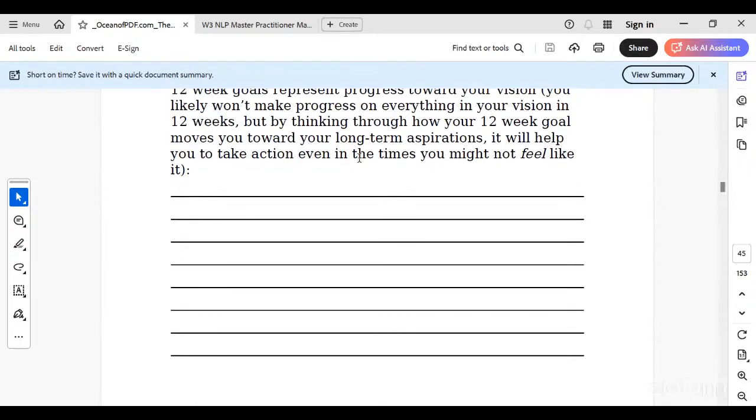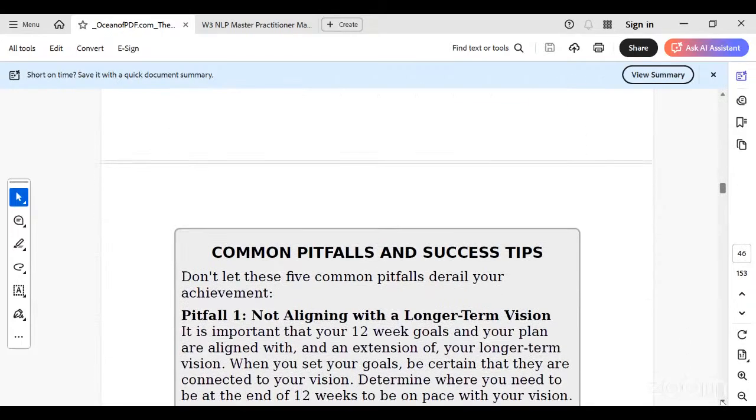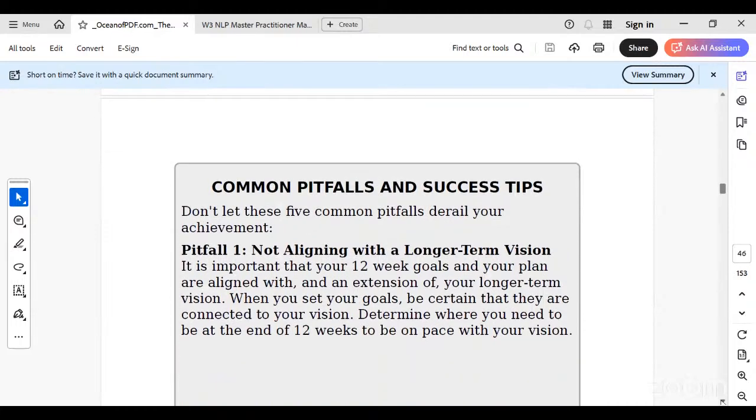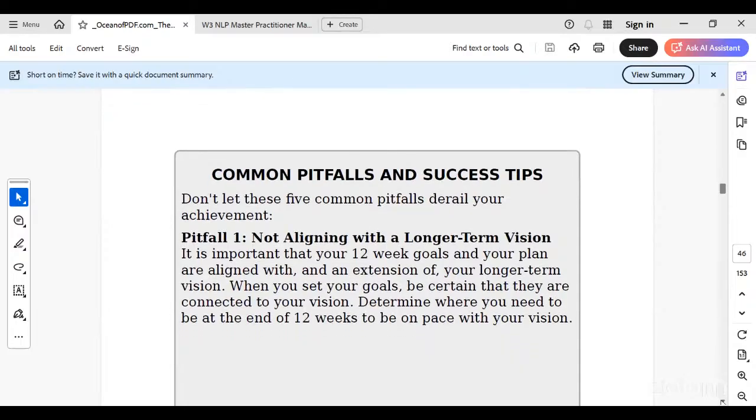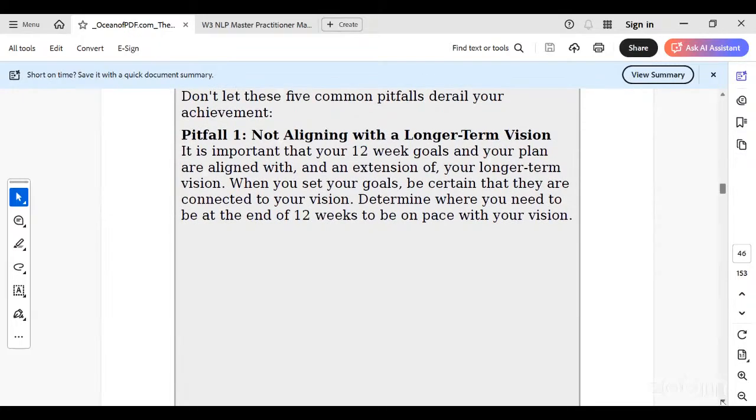It will help to take action even in times you might not feel like it. So this is basically revisiting and relinking the vision that you have, so that you don't have to question every time. You don't have to build the motivation every time. The why is obvious and very clear in your mind, why you have to do that, right? So not aligning with your long-term vision is a pitfall.